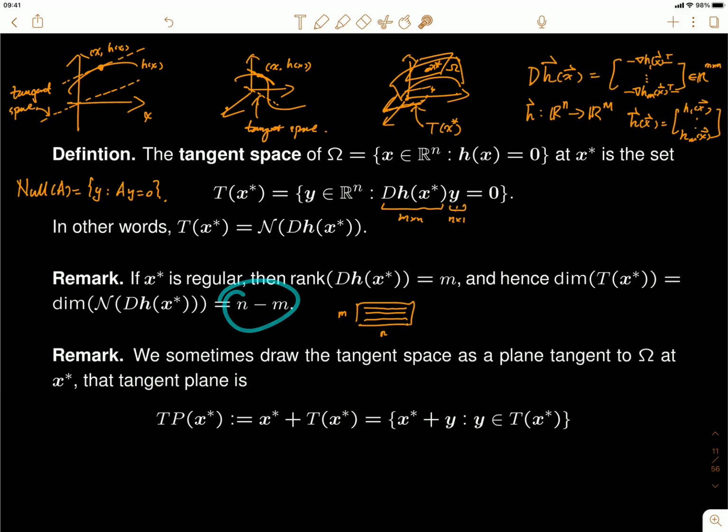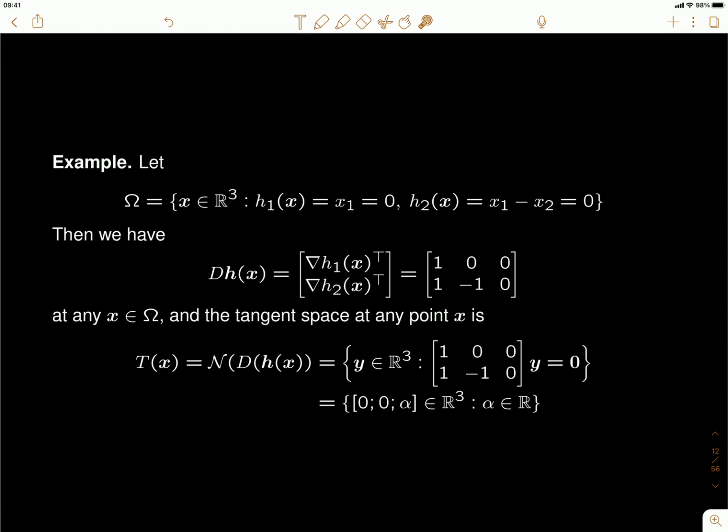Okay, so this tells you the dimension of the tangent space, and that's just a direct calculation from the dimension of the null space. Okay, and below I read that sometimes we write the tangent space as a plane tangent to omega at the point x star, and in this case we just shifted the tangent space to that point so that it is actually tangent to omega geometrically. So in this case, this is T of x star, and this is TP of x star, which is just shifted by x star. Okay? But essentially they contain the same information. And later on we're going to use just the tangent space.